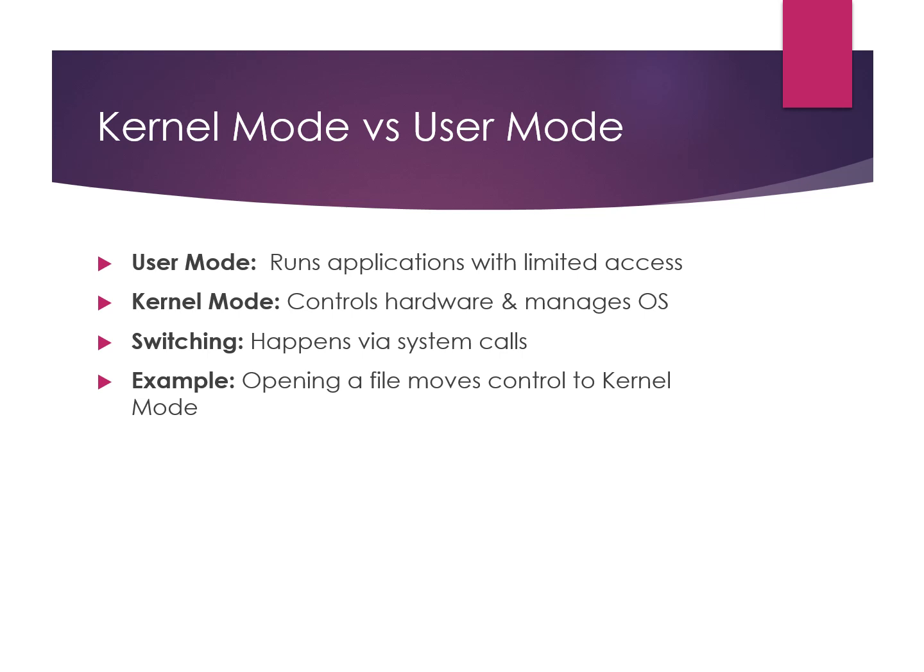So the next one is switching between modes. The transition from user mode to kernel mode happens via a system call. That means requests that are made by the user to the OS. So let us take an example.